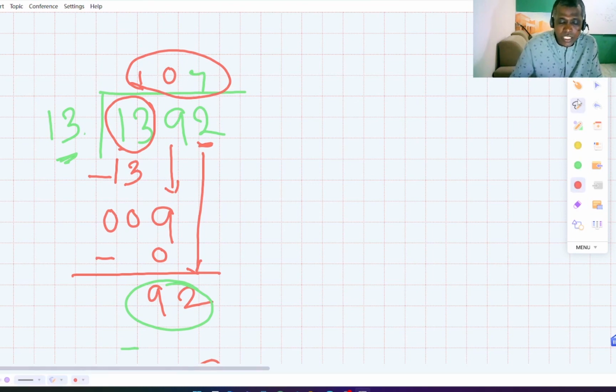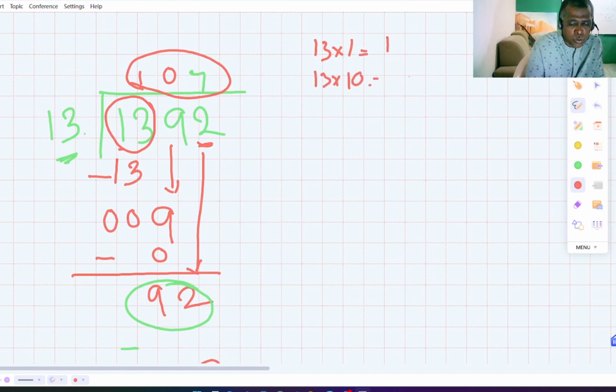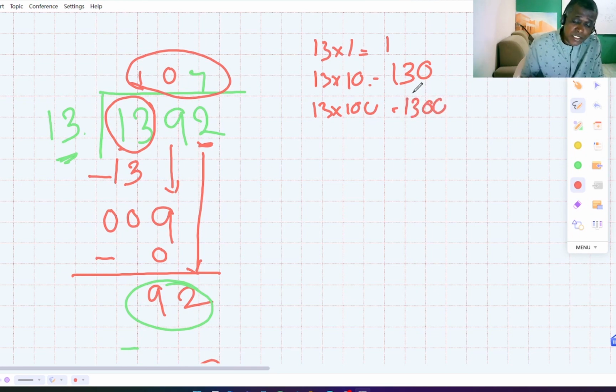What are the facts I know? 13 times 1 is 13. 13 times 10 is just add the 0 to the end: 130. 13 times 100 is just add 2 zeros to the end: 1300. Now I am going to use repeated subtraction. I am writing the number. What's the number?